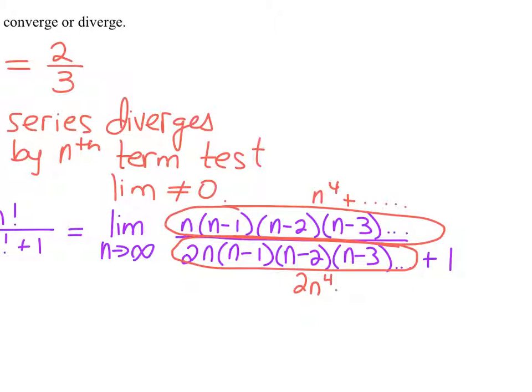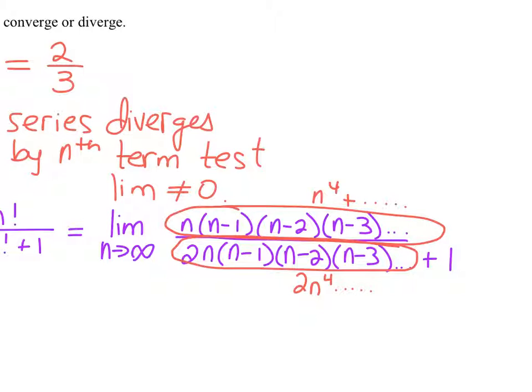2n to the 4th with several other terms afterwards. And then the plus 1. But as it turns out, the plus 1 is irrelevant, right? Because all I care about is the term with the highest power on the top and the term with the highest power on the bottom.